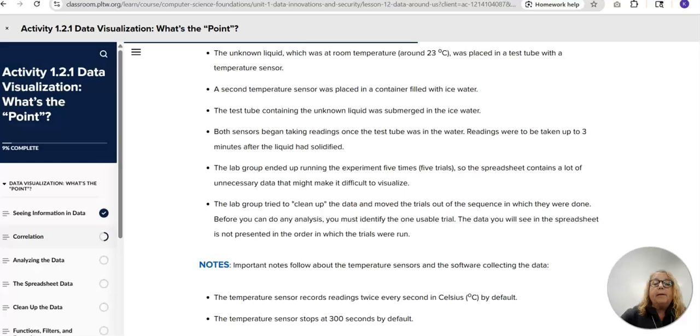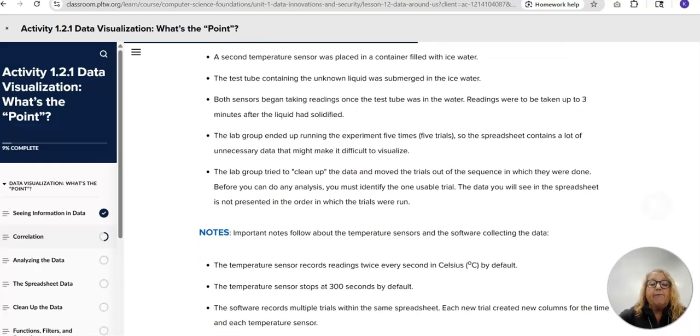The lab group ended up running the experiment 5 times, so the spreadsheet contains a lot of unnecessary data that might make it difficult to visualize. The lab group tried to clean up the data and move the trials out of the sequence in which they were done. Before you can do any analysis, you must identify the one usable trial. The data you will see in the spreadsheet is not presented in the order in which the trials were run. They have a little note here for us.